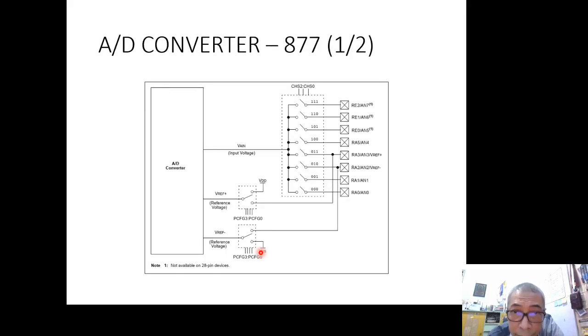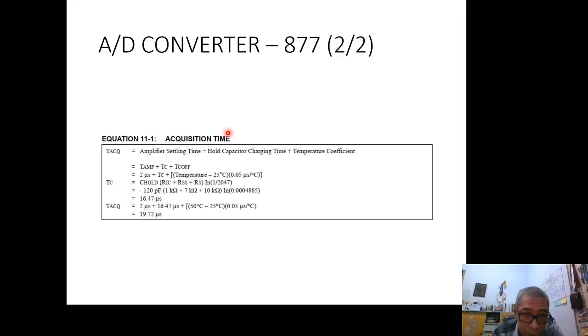So this is the ADC converter of the 877. As you can see, this is a multiplexed channel, so only one can be read or processed at a time. And this is the acquisition time. Just take a look at the equation.